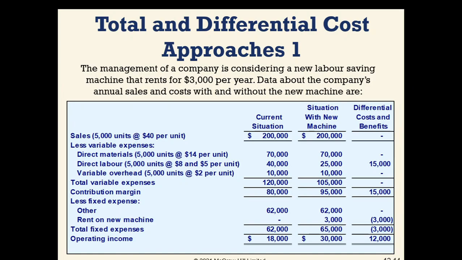Next, we're looking at our fixed expenses. Our other fixed expenses don't change, so that remains the same. We would have an additional $3,000 cost associated with the new machine. So that is shown as a negative amount because that is an additional expense that would have the effect of reducing our operating income. So when we look at that change in contribution margin of $15,000 and we deduct the rent on the new machine, we get an overall increase to operating income of $12,000.